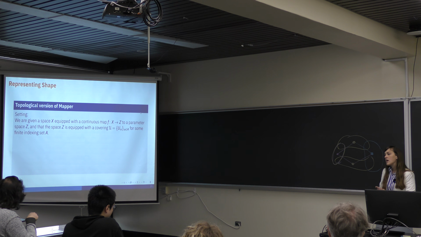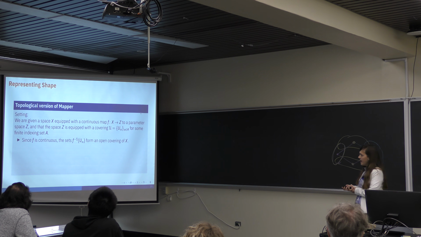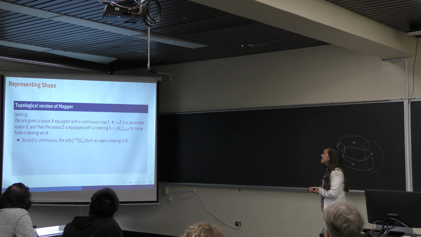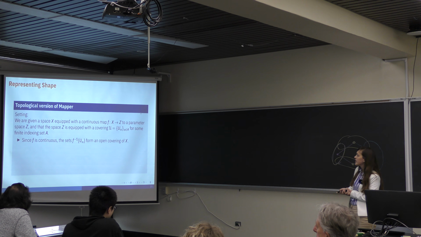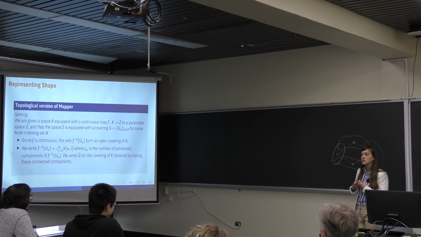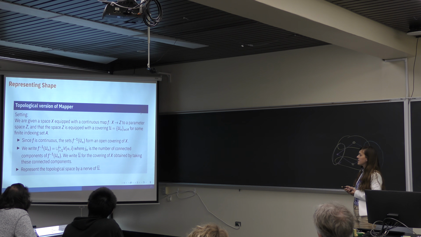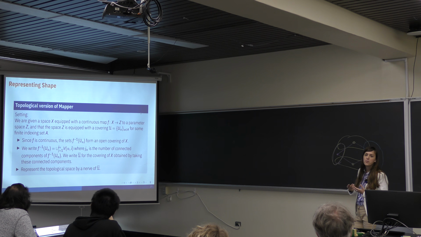And in practice, if we work with Z equals R, it's going to be overlapping intervals. Then, because F is continuous, we can take pre-images of this covering, and we get a covering for X. It can of course happen that some of these pre-images are not going to be connected. So what we do is we take connected components, and then we do this nerve construction on the connected components. And this is then called the mapper of the space.